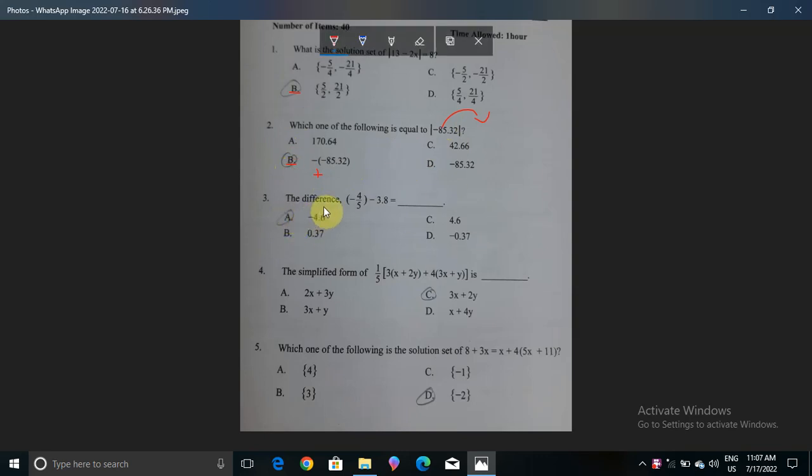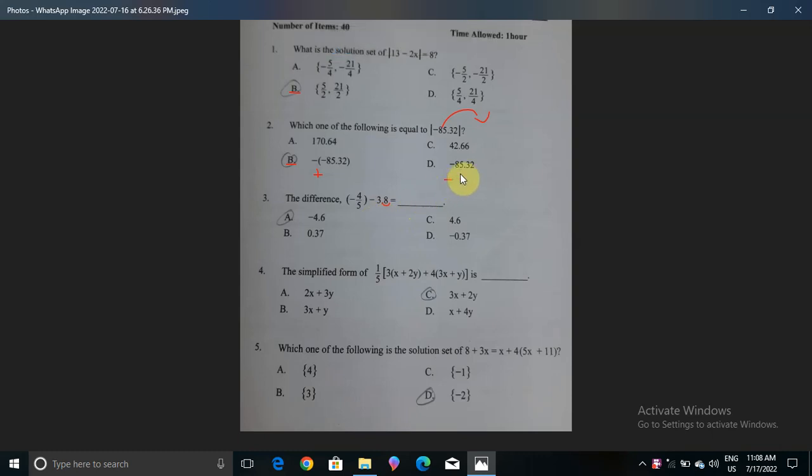Now question number 3: the difference negative 4 over 5 minus 3.8 is equal to what? Here first of all we will make it over 1. Then here we will times by 2, and here also we will times by 2. Then it will be over 10. Let me explain it for you. First of all, here we have 3.8, right? If we jump 1 point, it will be 38 over 10, right?